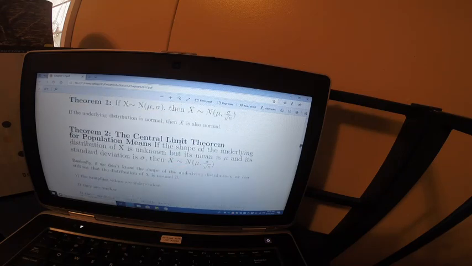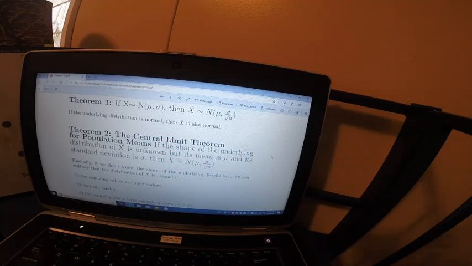However, sometimes we don't know what our initial distribution is, and sometimes we know that it's not normal. So the central limit theorem for population means says that if the shape of the underlying distribution X is unknown, but its mean is mu and its standard deviation is sigma, then the mean of that distribution is normally distributed: normal, mean mu, standard deviation sigma over the square root of n.